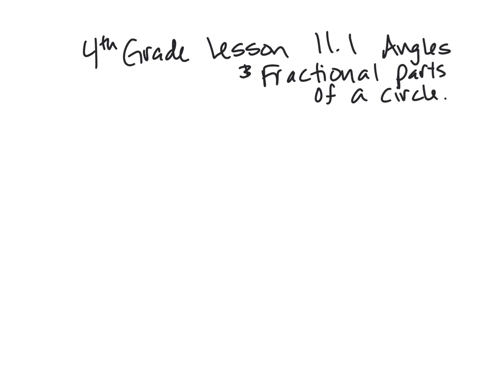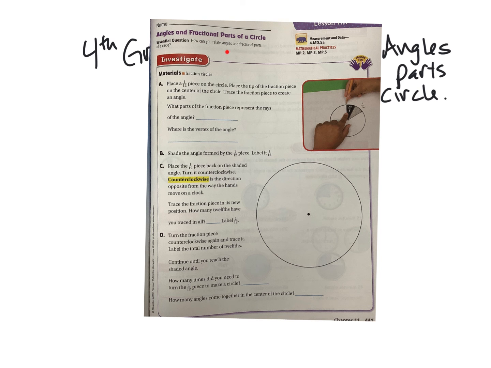Fourth grade lesson 11.1 is angles and fractional parts of a circle. Our essential question is, how can you relate angles and fractional parts of a circle? So we'll do an investigation here. And if you're needing the little tiles, I do have those in the classroom. You can just ask me for them.